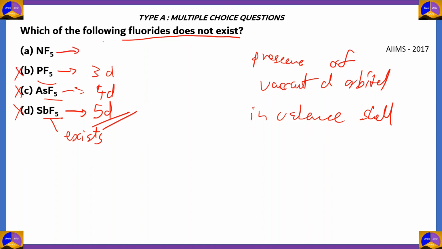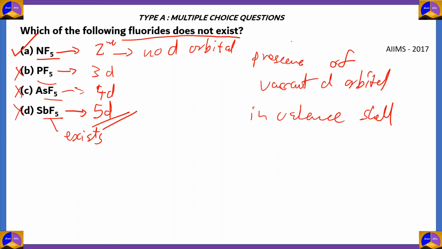However, for nitrogen, the valence shell is the 2nd shell, and the 2nd shell has no d orbital, vacant or otherwise. So therefore, the only fluoride among these that does not exist is NF5. There is no formula called NF5. However, we do have NF3 because nitrogen has the oxidation state of 3 minus, so 3 fluorines will satisfy it. So option A, NF5, is the fluoride which does not exist.